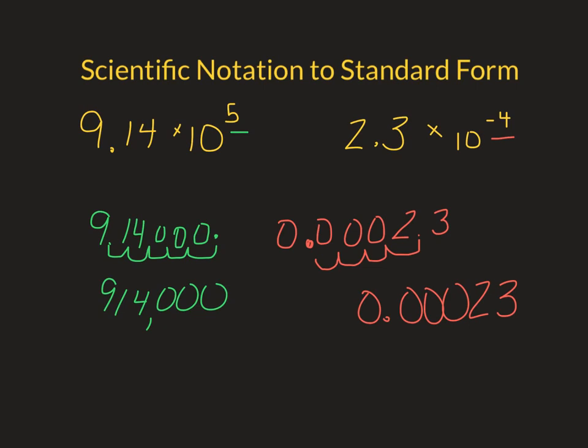Now you don't put commas in after the decimal, so this is tenths, hundredths, thousandths, ten-thousandths, hundred-thousandths. So it's 23 hundred-thousandths of a number, which is a very small amount. So that's how you go from scientific notation to standard form.